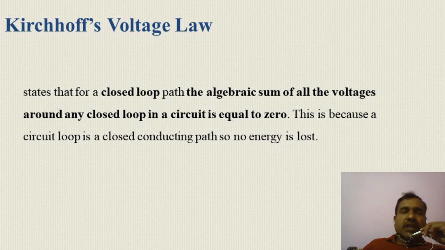Now, one more important law, that is Kirchhoff's voltage law, which states that in a closed loop or a closed path, the algebraic sum of all the voltages and voltage drops is equal to 0, provided you have taken them with a proper sign. And this law states the conservation of energy. So in a closed loop, we treat that as energy is neither created nor lost. So that's why we're equating it to 0.